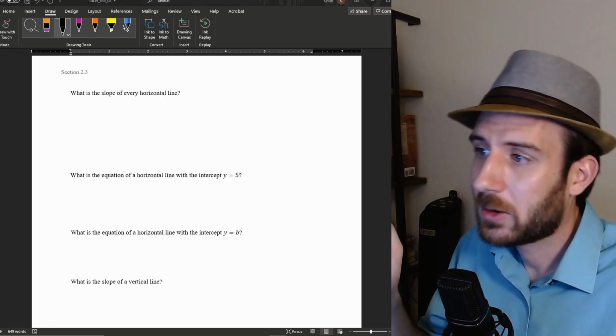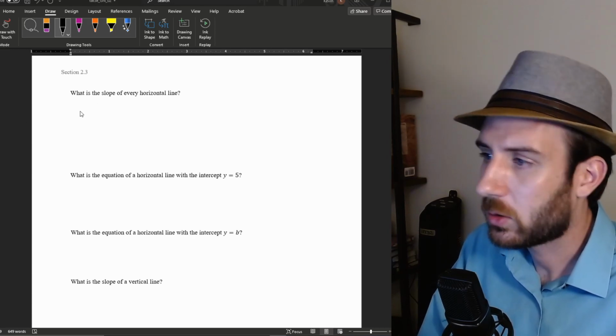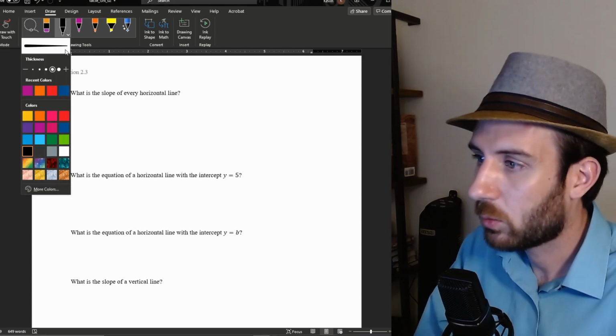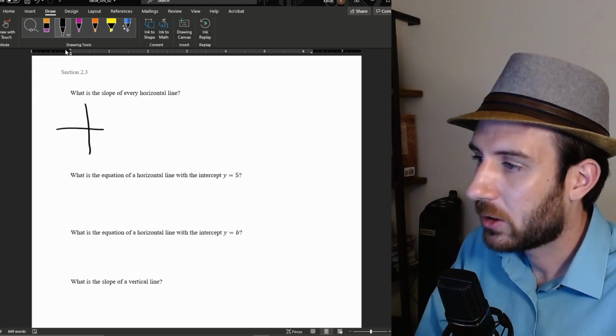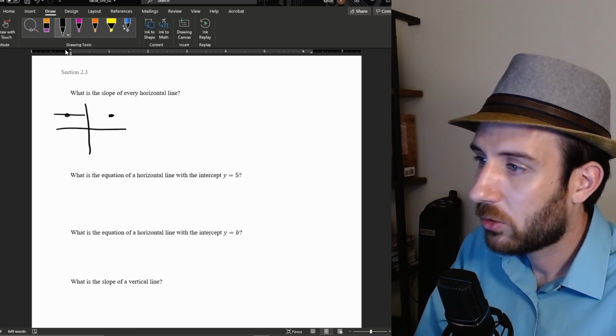So before we go, let's talk about a couple of interesting pieces of information. So what's the slope of every horizontal line? Okay, that's an interesting one. Let's start from a picture again. We're going to draw out a little picture here, and we have a point and another point on a horizontal line. So we're going to draw that one across.